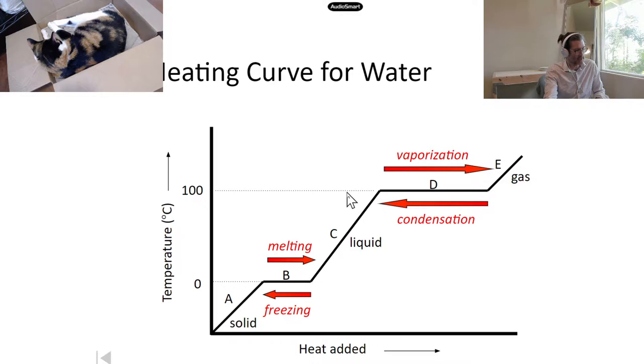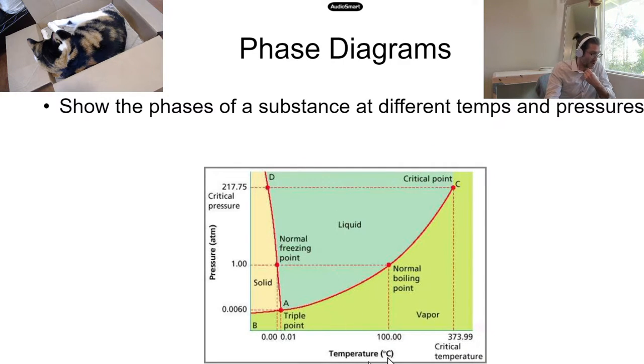And when we look at our phase diagram, we also see that we have temperature on this diagram, but this time it's on the x-axis. And we have pressure in ATM, which is atmospheres. So we have pressure on the y-axis. And 1.00 atmospheres is, as you might be able to guess, the pressure of the entire atmosphere at sea level. So it's the one atmosphere of pressure. And when we look at this, this is the phase diagram for water.